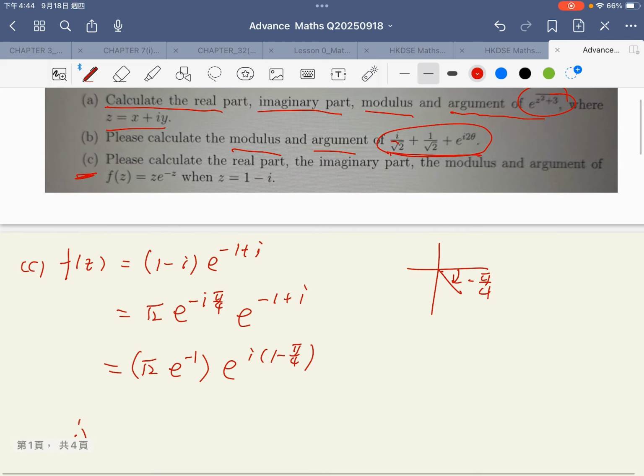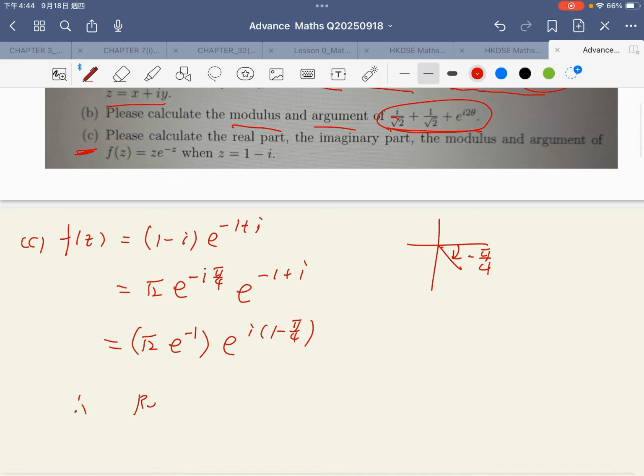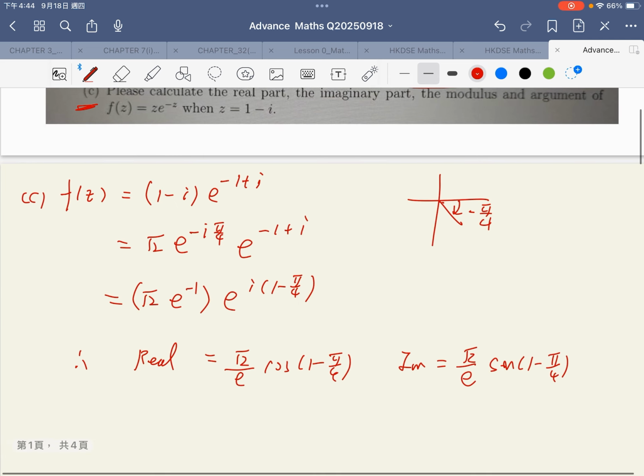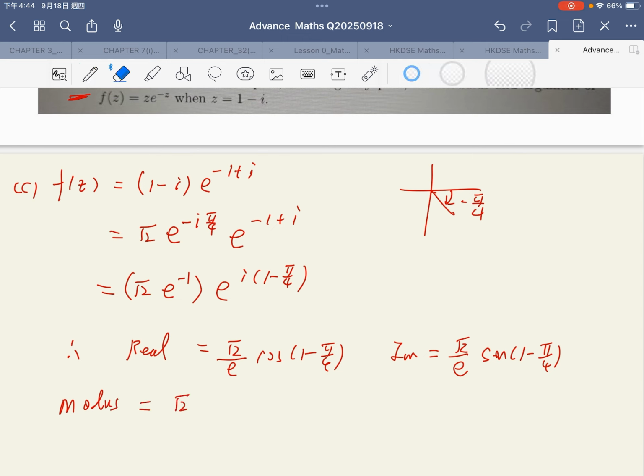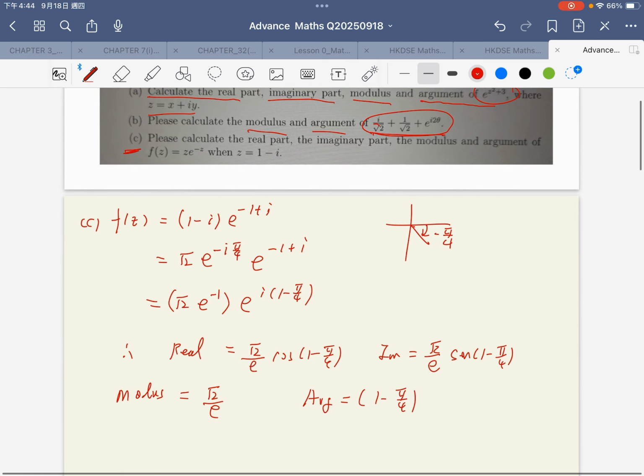Easy. The real part is root 2 over e times cosine of 1 minus pi over 4. The imaginary part is root 2 over e times sine of 1 minus pi over 4. The modulus is equal to root 2 over e. The argument is equal to 1 minus pi over 4. Yeah, it is the easy part.